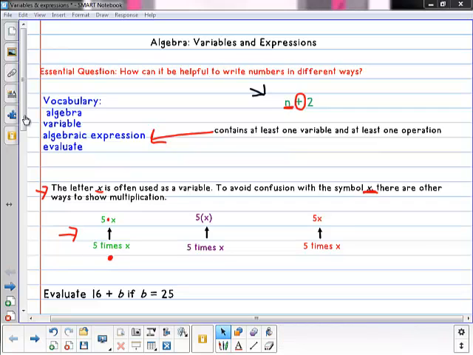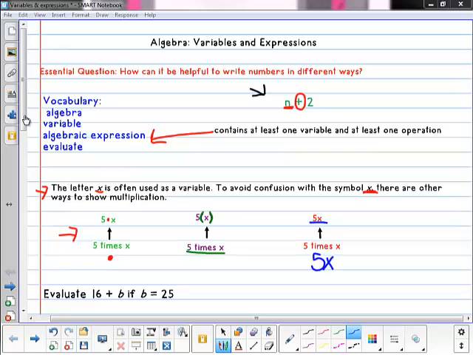5 parentheses x also represents multiplication. Parentheses represent multiplication, so this also reads 5 times x. And the last way we can look at it is 5x. So there are no spaces in between the number and the variable, but it also reads the same. So it would be 5x, which is 5 times x.